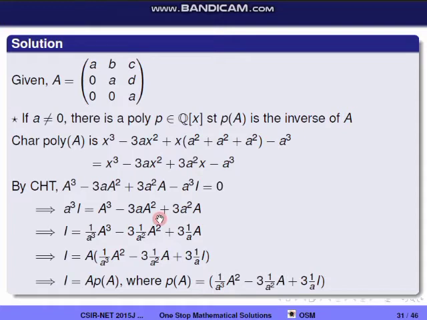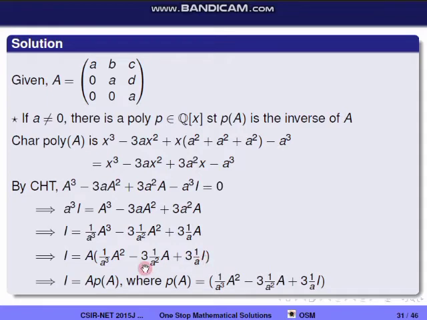Now I am multiplying 1 by a cube to the whole equation. Because a is non-zero, this is possible. So this implies I is equal to 1 by a cube minus 3 into 1 by a square plus 3 into 1 by a, into a. Now I am taking a common from this equation. So this implies I is equal to a into (1 by a cube, a square minus 3 by 1 by a square, a plus 3 into 1 by a I).